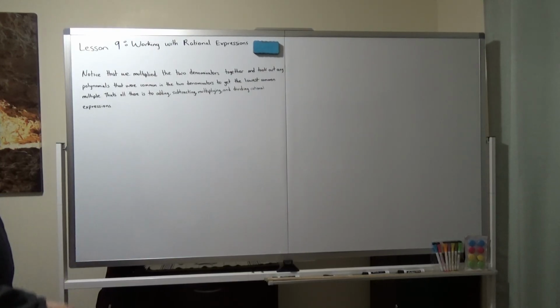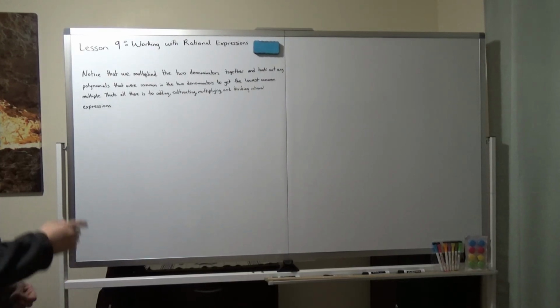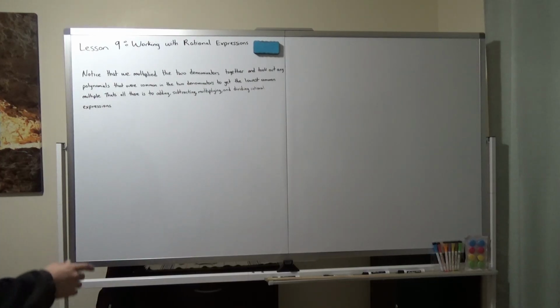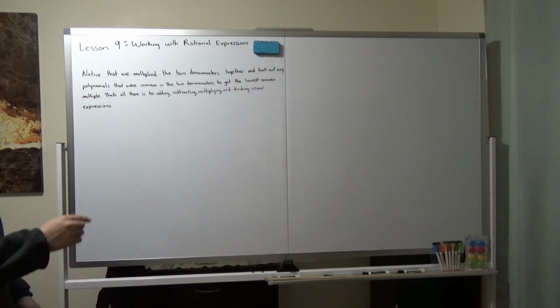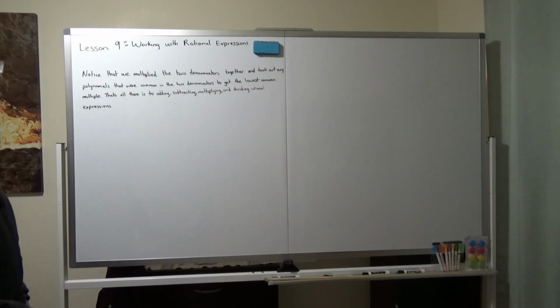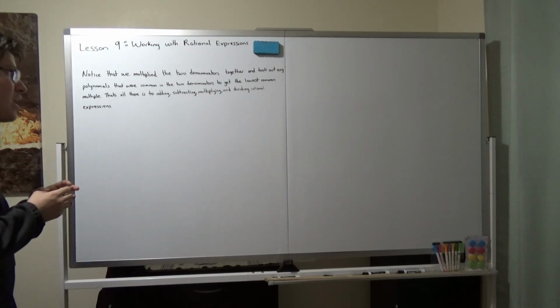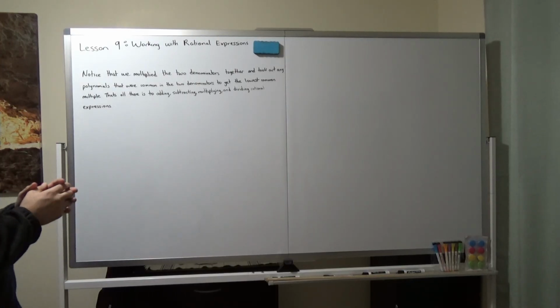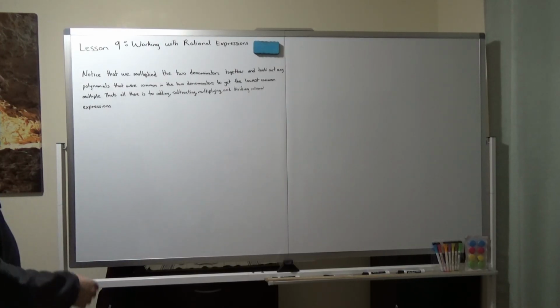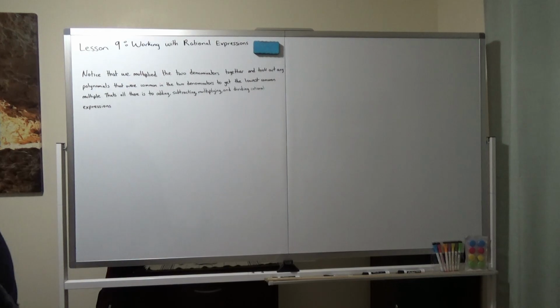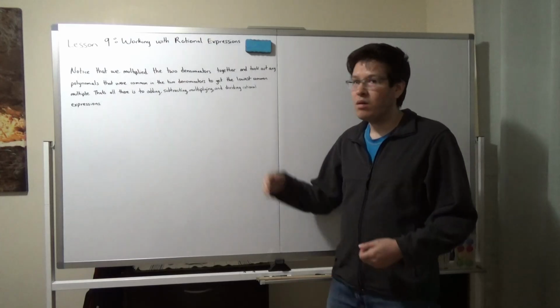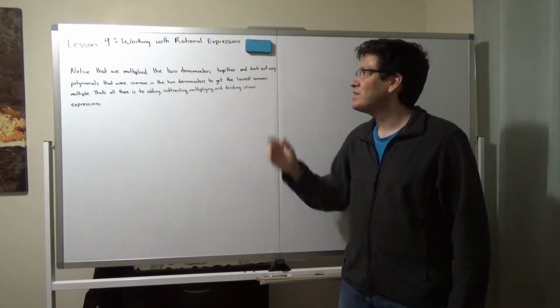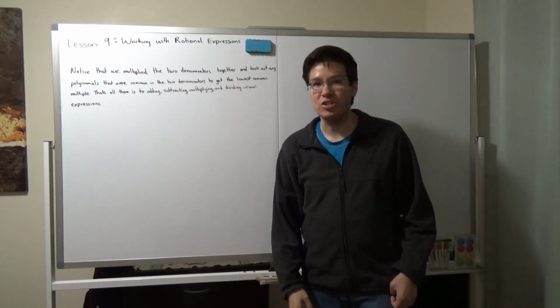Notice that to get the least common multiple, we multiply the two denominators together and take out any polynomials that were common in the two denominators. That's all there is to adding, subtracting, multiplying, and dividing rational expressions. And that's all there is for Lesson 9, working with rational expressions.